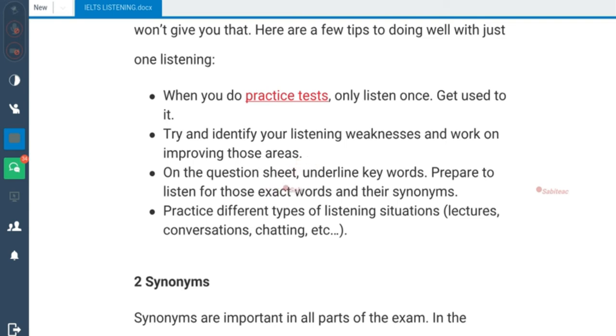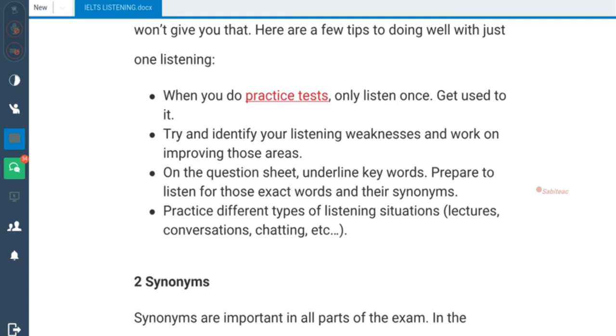Now, on the question sheet, underline keywords. This is another thing you can do. If you can underline keywords, that will help you to answer the questions correctly. And then after underlining the keywords, you have to prepare to listen for those exact words and their synonyms, because the speakers in the listening recordings will use synonyms for the questions. Now, you need to practice different types of listening situations: lectures, conversations, chatting, etc.